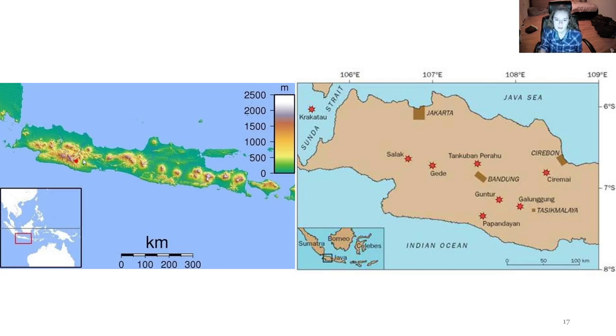But here's where it's located in Java. So it's this little red dot on this map. Over here you can see that it's in a cluster of other volcanoes, some of them being pretty notable, like Papandayan is a volcano that's erupted relatively recently, I think, and then Krakatoa, that's world famous, that lies in the Sunda Strait. So it's in a pretty big cluster of other volcanoes there.